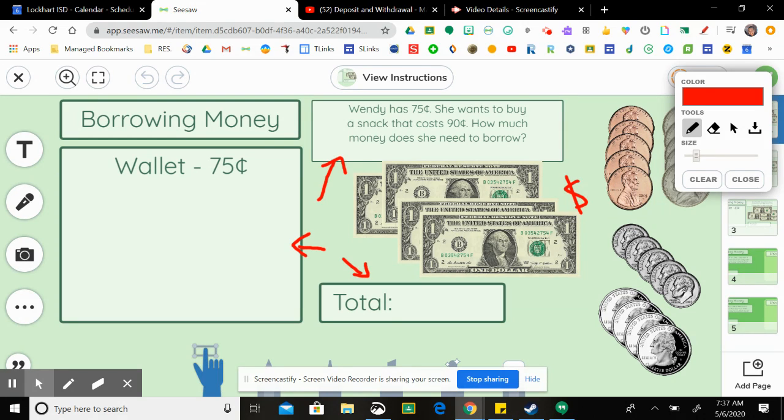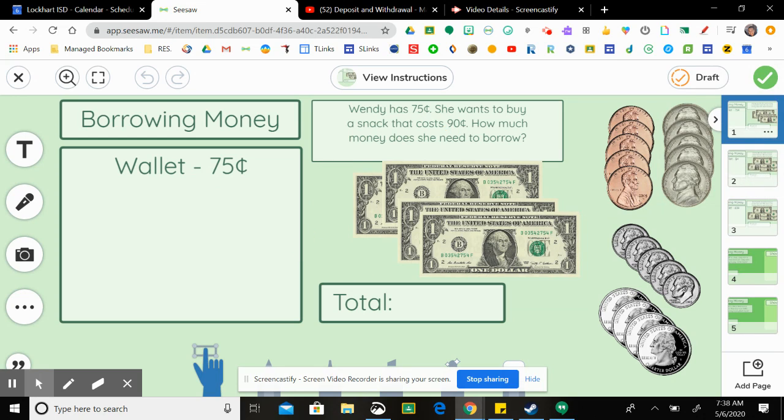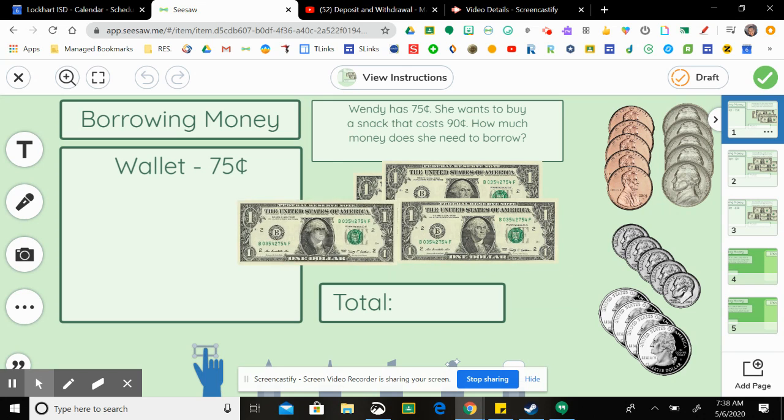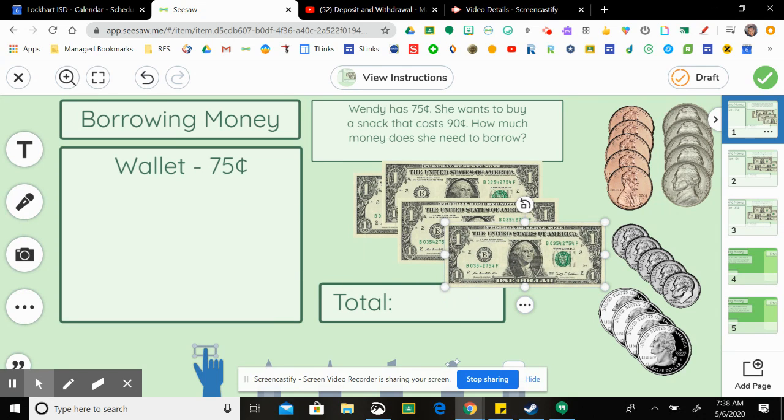Wendy already has 75 cents, but she wants to buy a snack that costs 90 cents. So she's going to need to borrow money. How do we go about solving this? We start off with 75 cents here, and then we need to figure out how much more. I have a bunch of different coins here, and we're going to drag the money into her wallet for what she really needs.